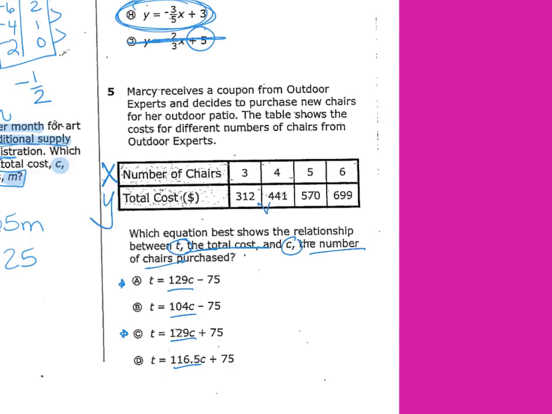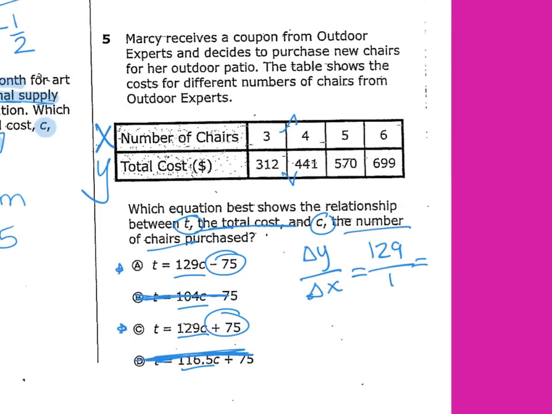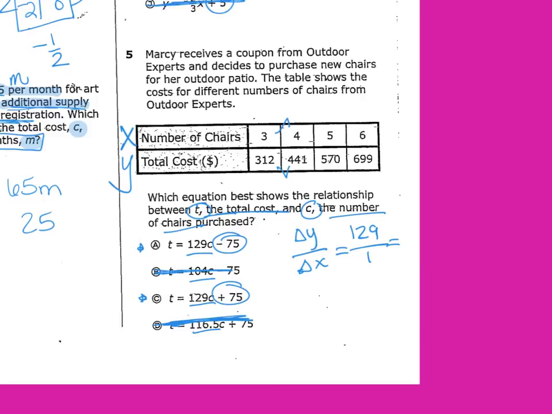So anyway, let's find our slope. Change in Y over change in X. So 441 minus 312, 129. And 4 minus 3 is 1. So, yep, we're going to have to decide between A and C. And if my B value is going to be either -75 or +75. And on this one, since we're so close to 0, we could probably go backwards.